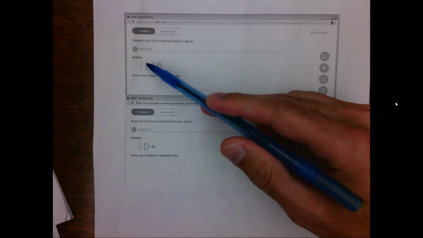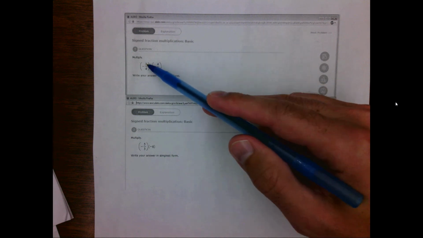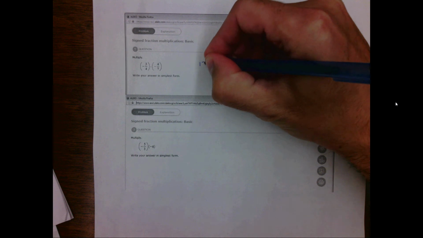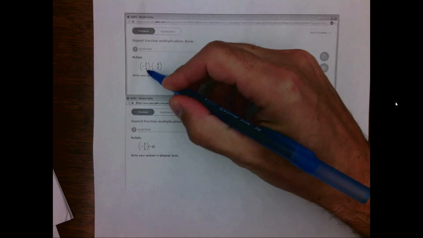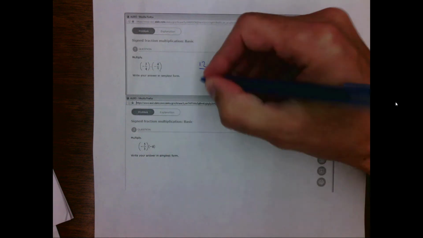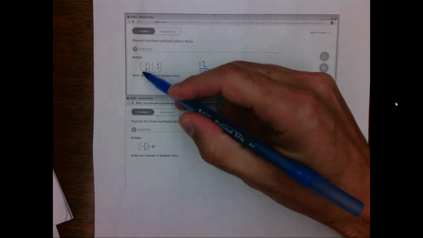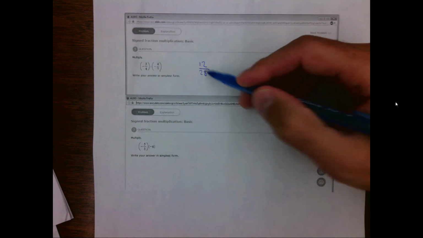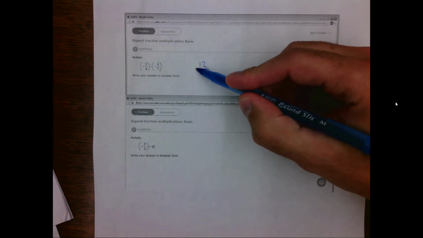So, to multiply the numbers on the top, we take 3 times 4, which is 12, divided by 4 times 7, which is 28. Because both fractions are negative, the overall answer must be positive.